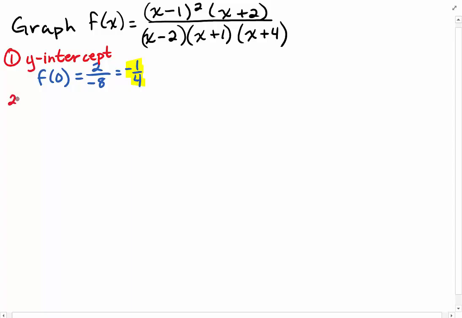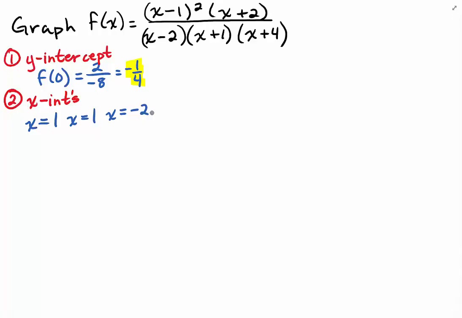Next, let's find the x-intercepts. And those are the zeros of the numerator. And because this is factored already, we can write them down, just reading them off. So we're going to get x equals 1 twice, because x minus 1 is a repeated factor. And then we're going to get x equals negative 2 once. So 1 has a multiplicity of 2, which is even, and negative 2 has a multiplicity of 1.